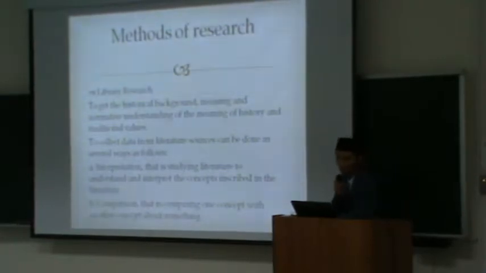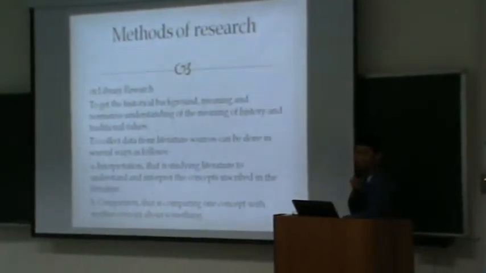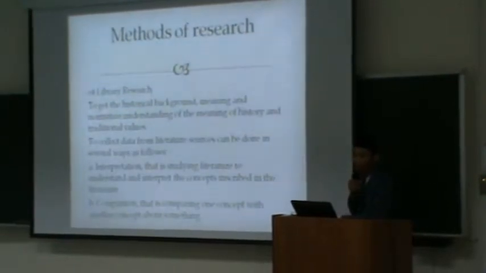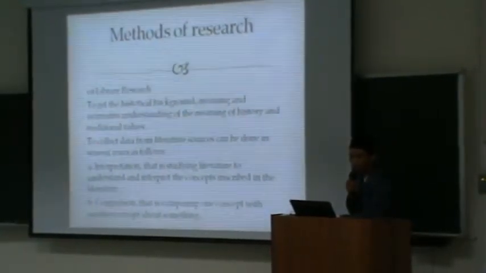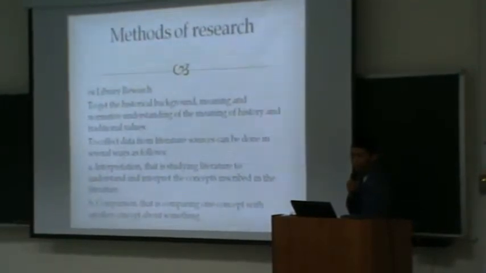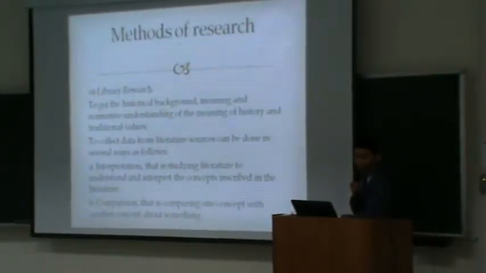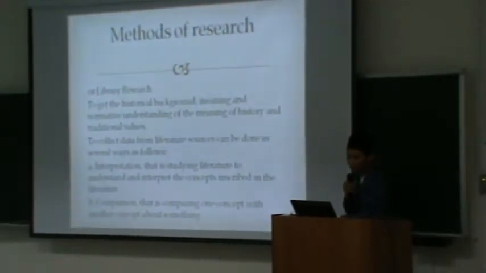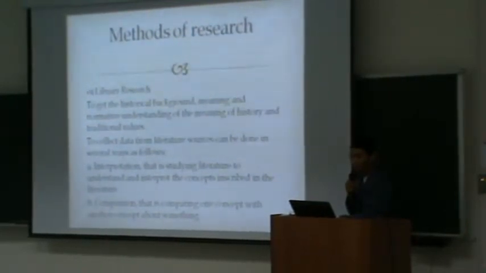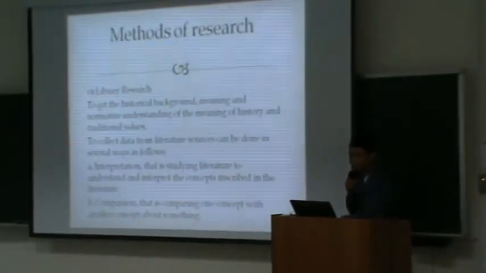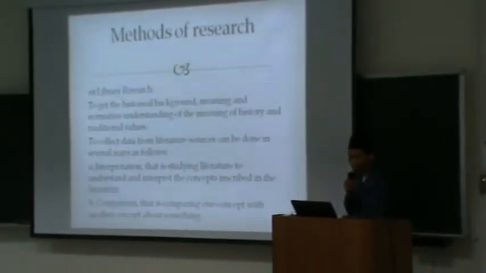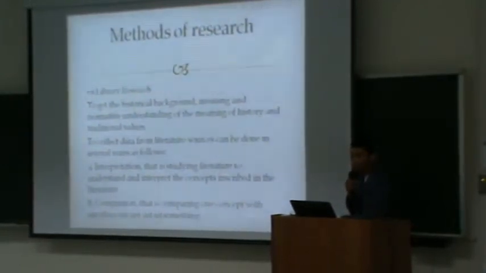We use three methods of research. That's library research, to get the historical background, meaning a normative understanding of the meaning of history and traditional values. And to collect data from literature sources, we use several ways: interpretation, that is studying literature to understand and interpret the concepts inscribed in it, and comparison, that is comparing one concept with another concept about something.